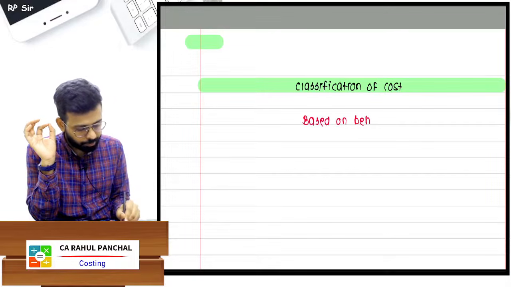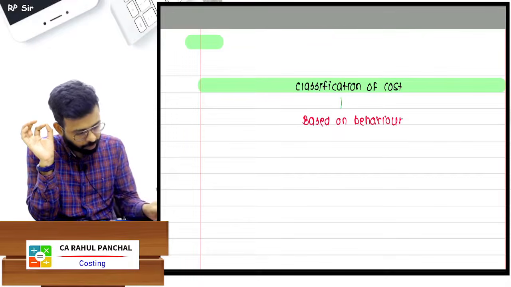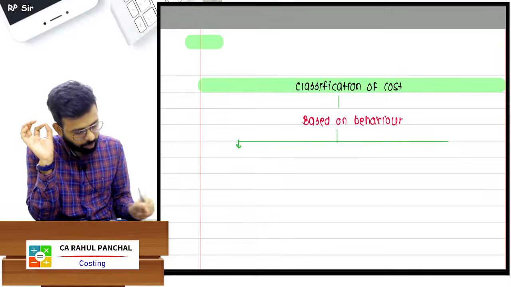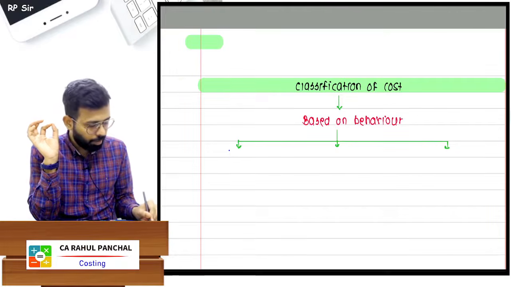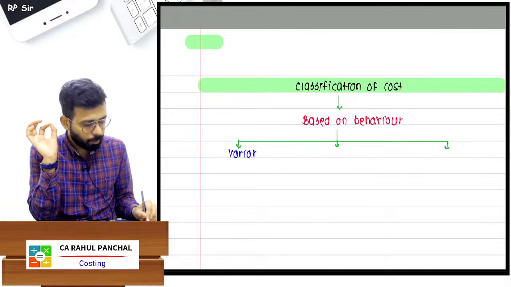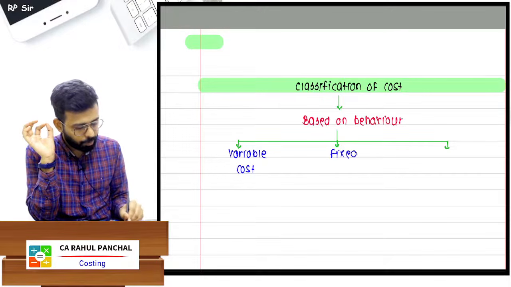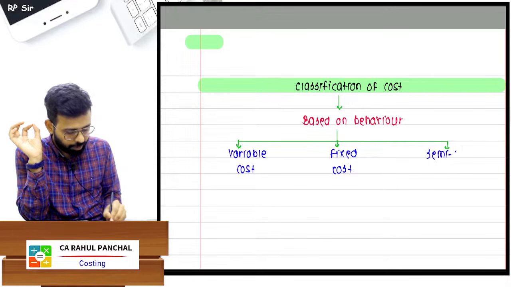Based on behavior. Now behavior here means behavior with the output, which is something we are going to see. The cost can behave in three ways. The first one is the variable cost. The second one is the fixed cost, and the other one is the semi-variable cost. First understand this. Cost can be variable, fixed, and semi-variable.